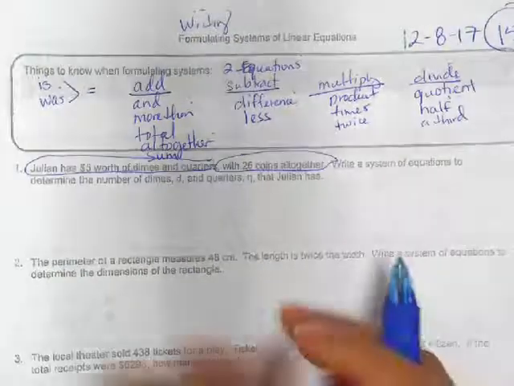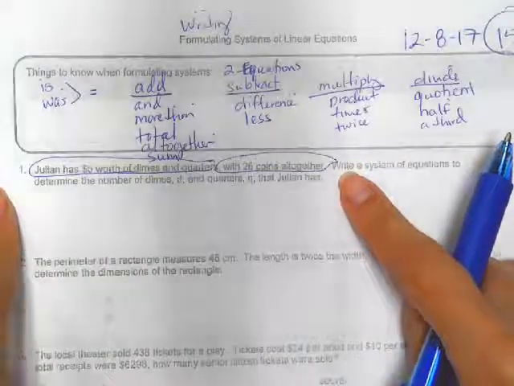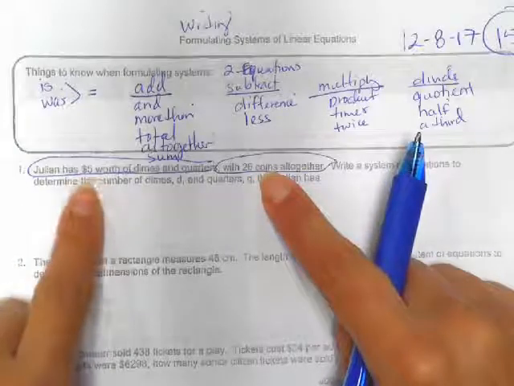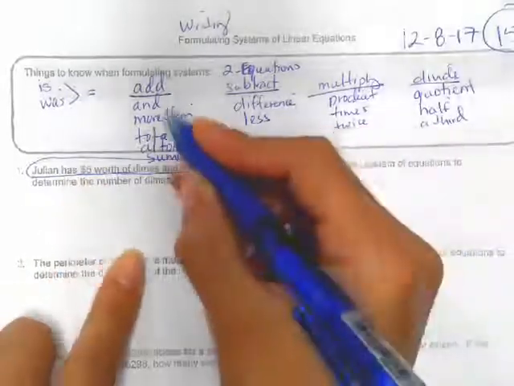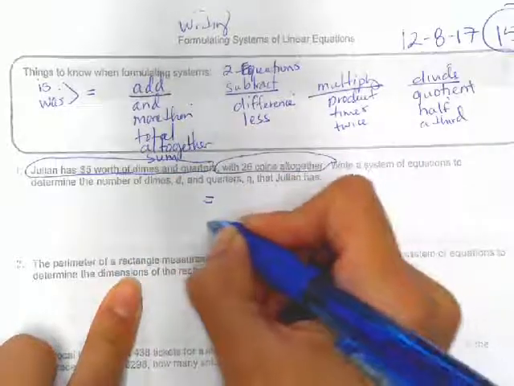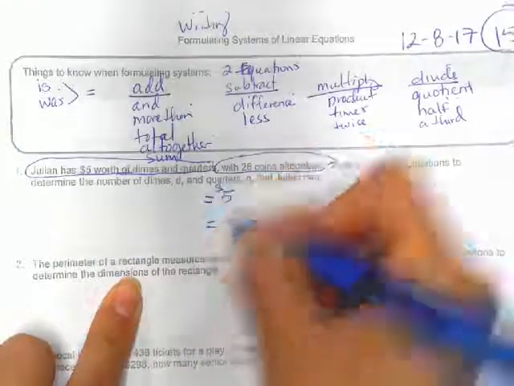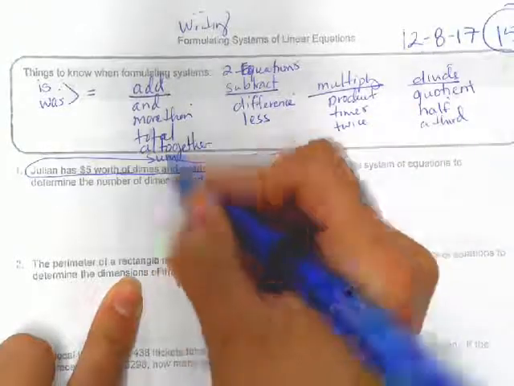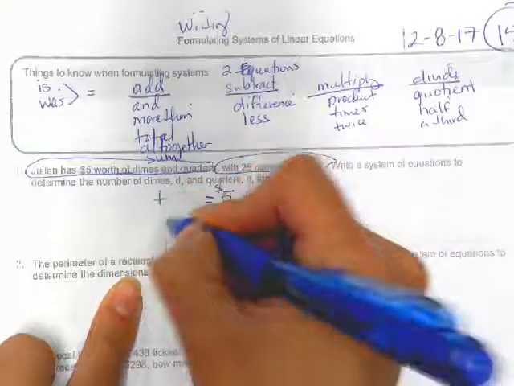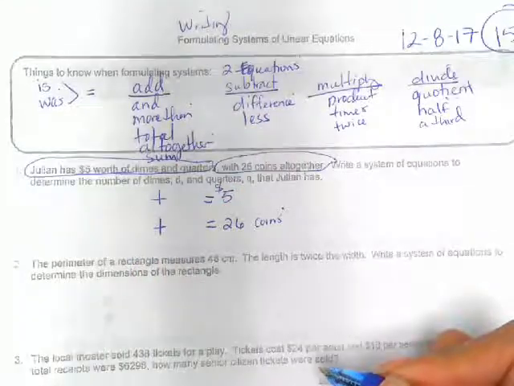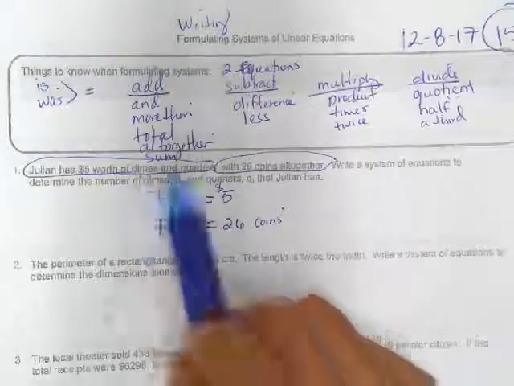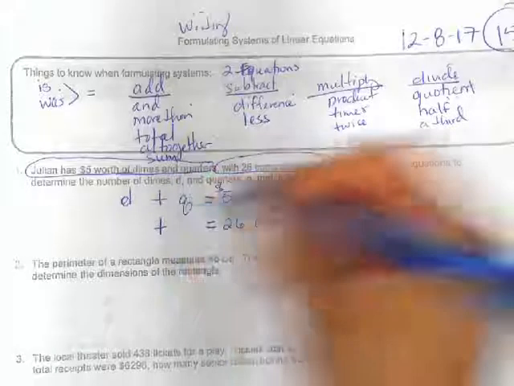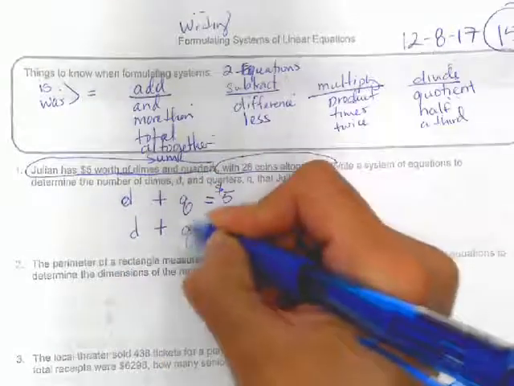Well, I don't know if you realize, but they're giving you two totals. They're giving you a total of coins and a total of money. So when we have a total, it's going to be set equal to that total, $5, 26 coins. We know total is going to be addition, so we're going to add. And in both equations, we're going to have the variables that stand for dimes and quarters: D for dimes and Q for quarters.